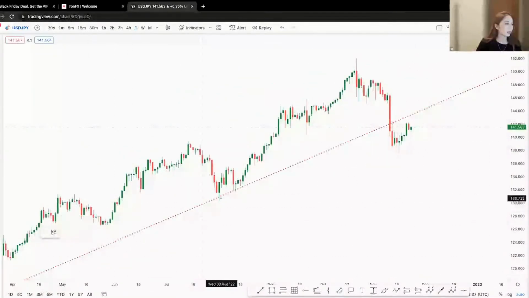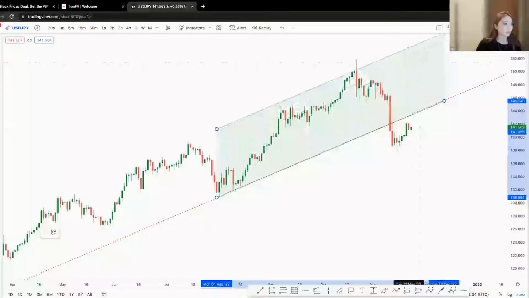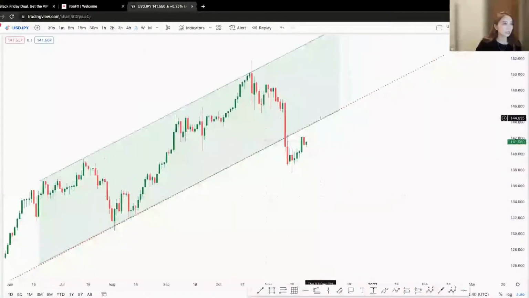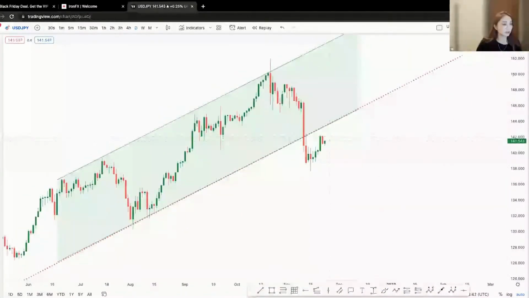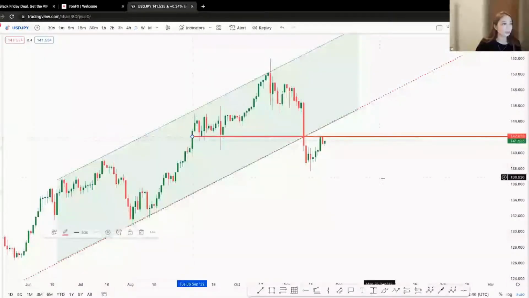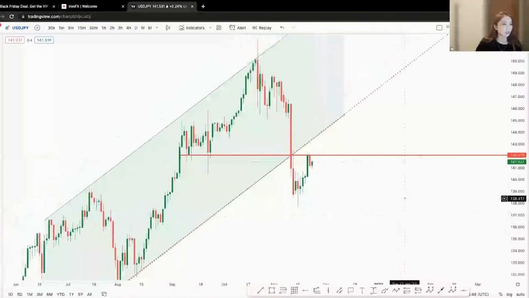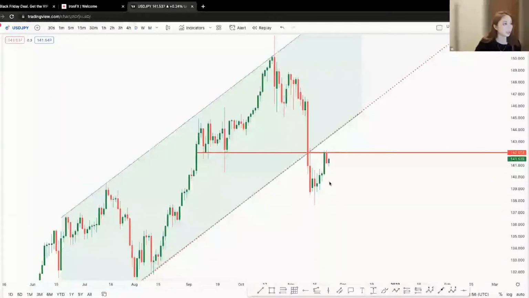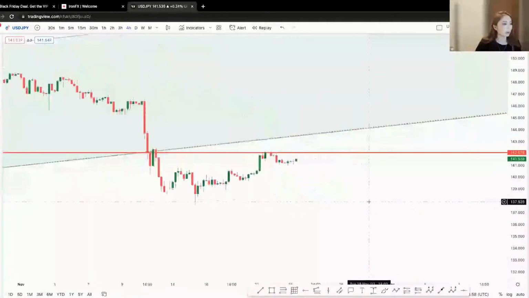On the daily chart, I can pretty clearly see an ascending channel prior to the downfall. You can see that price has already broken out of the channel. We are looking at a potential drop from here. Right now we are looking at a support turned resistance at price 142.078. Now let's look at a 4-hour chart.